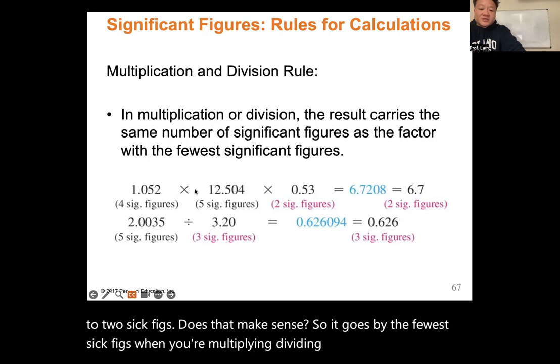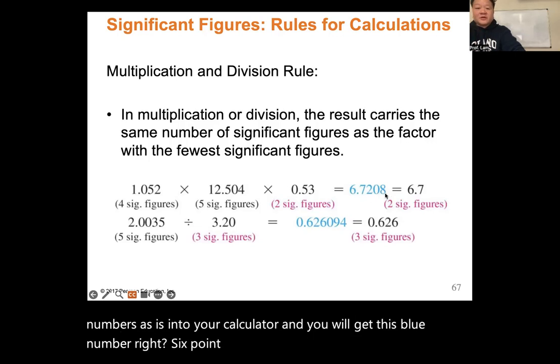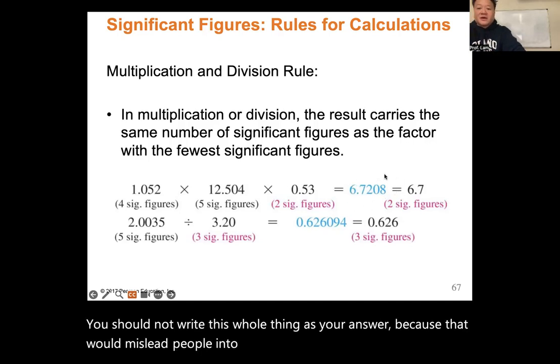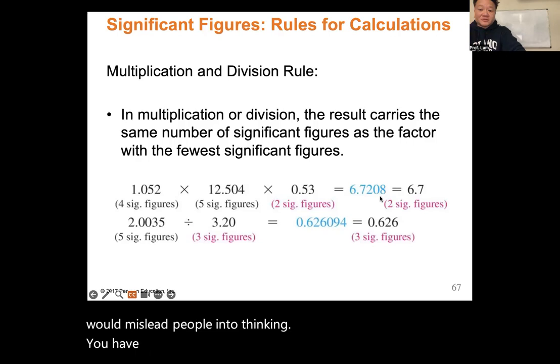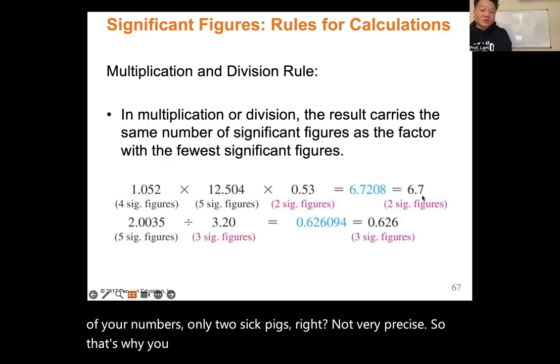So you enter in all these numbers as is into your calculator, and you will get this blue number, right? 6.7208. You should not write this whole thing as your answer because that would mislead people into thinking you have a really precise measurement, right? You don't, because one of your numbers only has 2 sig figs, right? Not very precise. So that's why you have to round to 6.7. 6.7 is just 2 sig figs.